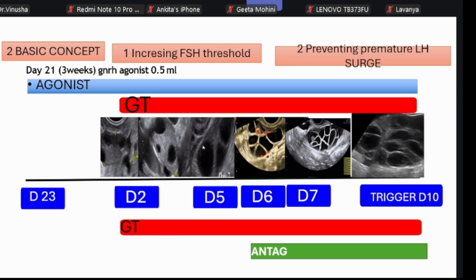To understand stimulation, the basic concept is in an agonist protocol, we start from day 21 of the previous cycle. We start with the GnRH agonist, and on day 2 or day 3, we start with gonadotropins. After doing the baseline scan on day 2 or day 3, we start with the gonadotropins, either FSH or HMG, or we can give combined FSH and HMG, and we monitor the growth of the follicles.